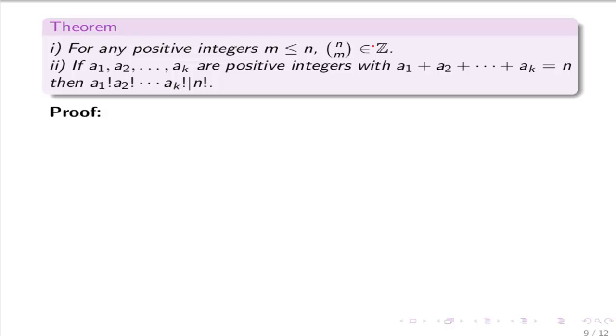And more generally in part 2, if you have k positive integers whose sum is n, then I claim that the product of their factorials is a divisor of n factorial. And just note that part 1 is just the special case of part 2.